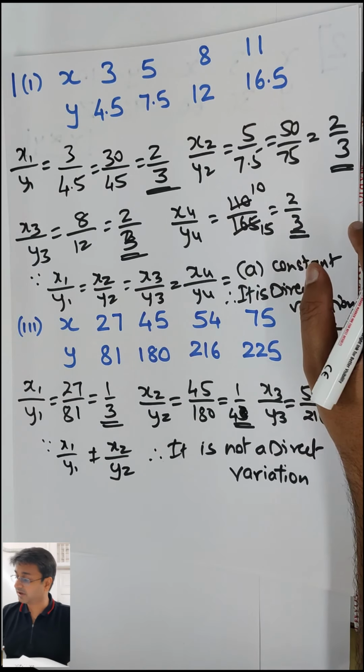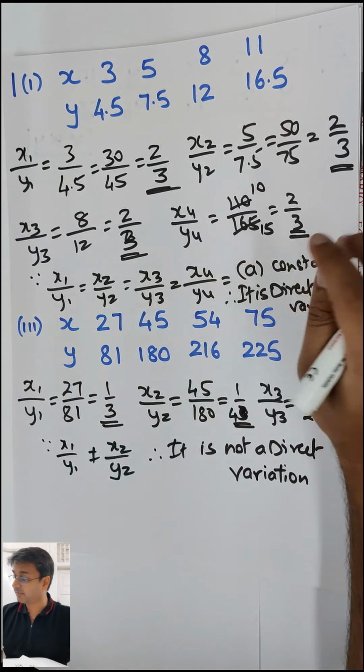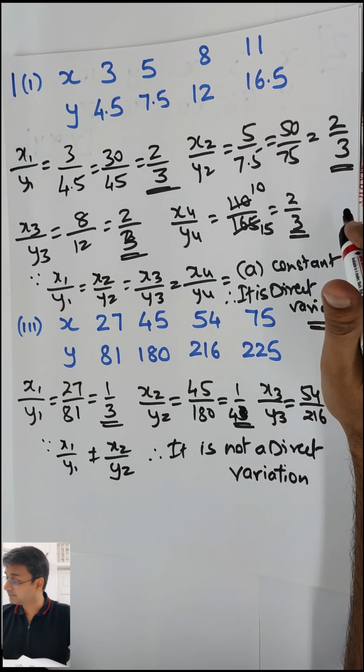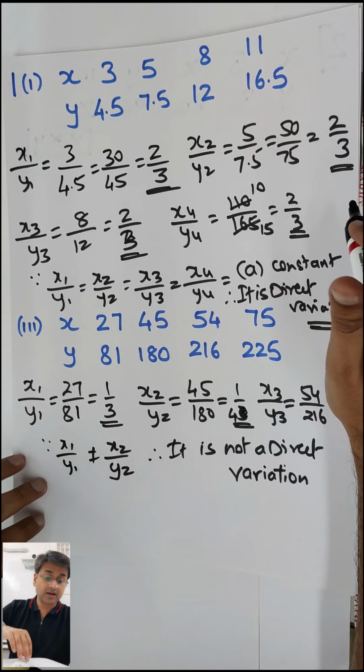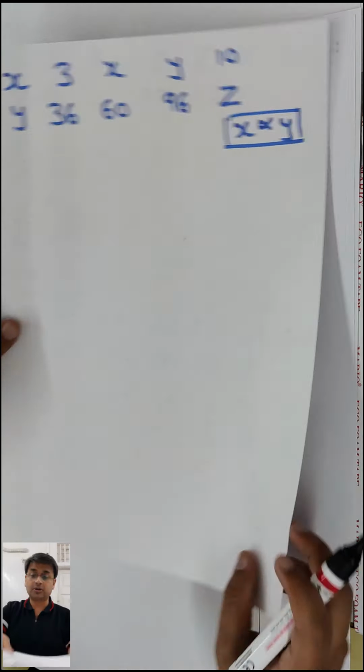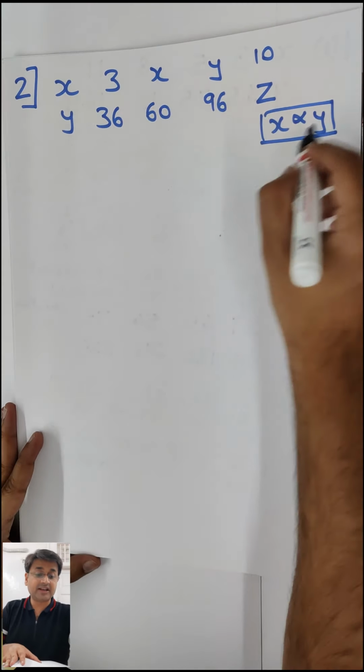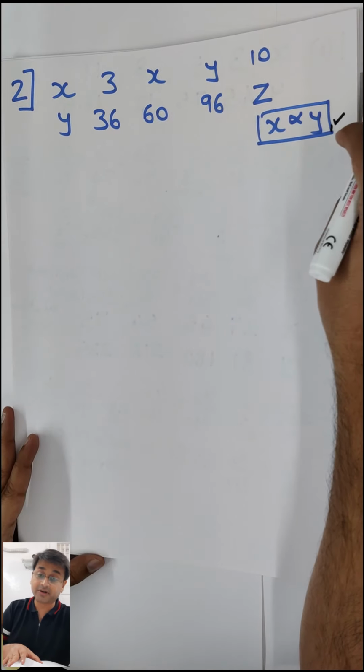So let's move on to the next one. I want you to try sum number 2. Before that, just let me check. Okay, it's alright. Let's move on to sum number 2. There you go. They say that x varies directly with y, already given to you.